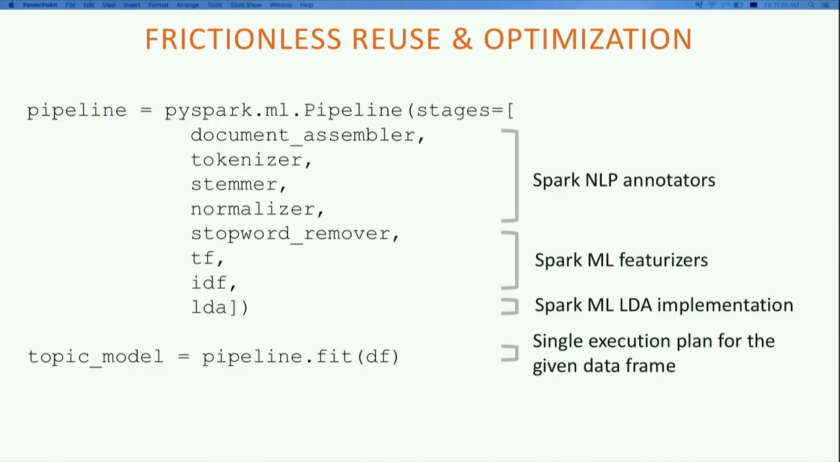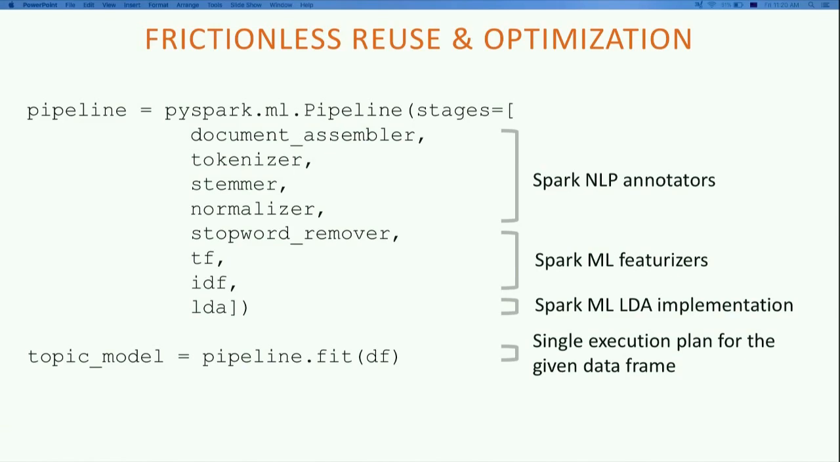Okay, then I want to build more features. So I remove stop words. I compute TF and IDF. This is stuff that we did not write. This just comes with Spark ML. Okay, but it's completely frictionless in terms of the API. It's the same API. And then I run LDA. So the other nice thing is that I can combine my NLP pipeline and ML pipeline into one pipeline, so that you can experiment faster. Okay, and then you can run it as one thing.